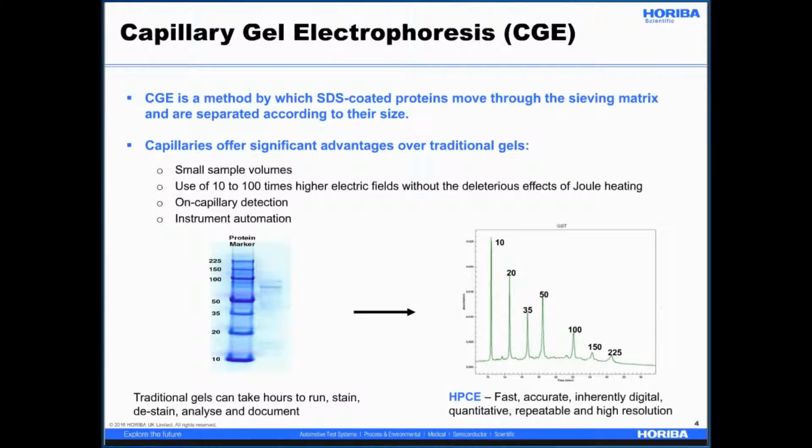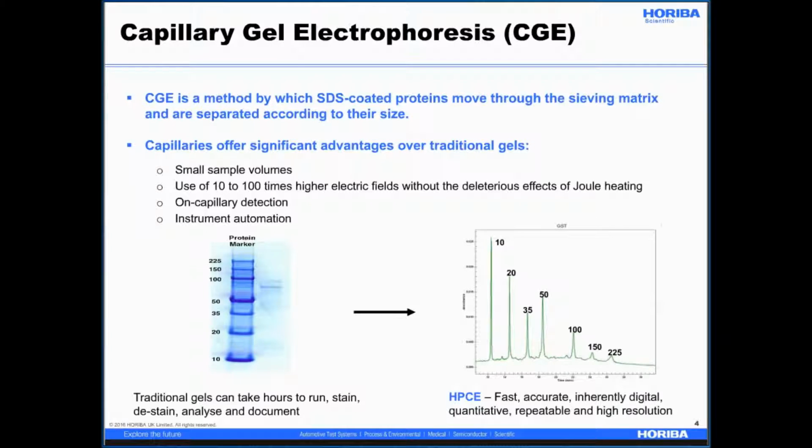The addition of SDS, along with a reducing agent, linearizes the protein by disrupting the tertiary structure, and the SDS coats the protein in a uniform charge per unit mass, which is approximately 1.4 grams of SDS per gram of protein. This negatively charged, linearized protein then migrates through the sieving matrix towards the positive electrode. Larger proteins are slowed down more by the sieving matrix, whereas smaller proteins are less hindered and can move more freely through the capillary.